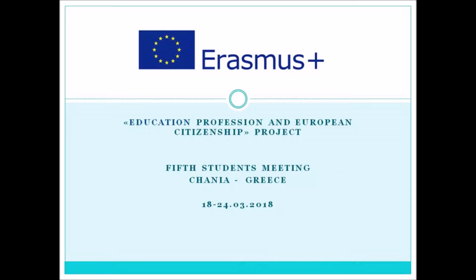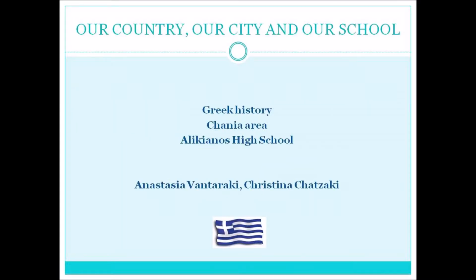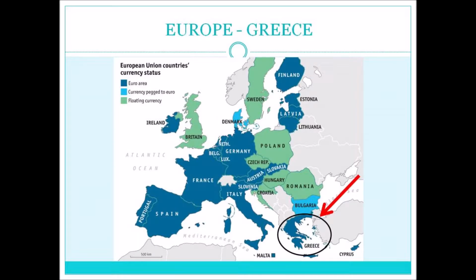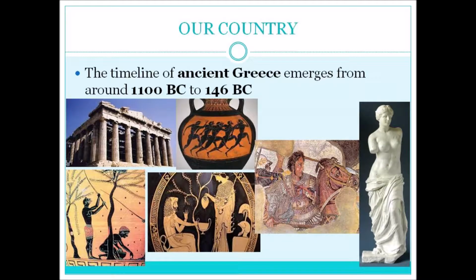In this presentation, we will give you some information about our country, our island, our city, and our school. First of all, in this map, we can see the geographic location of Greece. Greece is situated in the most southeastern part of Europe, bordering the Aegean Sea, Ionian Sea, and the East Mediterranean Sea.